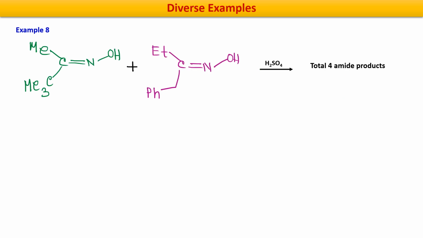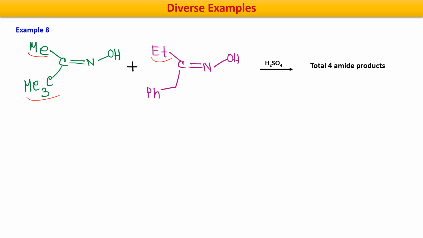Next example. Here also you can see two different types of starting material taken together, and they are completely different molecules. Both are oximes, that is fine, and the groups are different. Here we have methyl and tertiary butyl, and here we have ethyl and benzyl. In presence of H2SO4, it is written total 4 amide products. So the question can be constructed in such a way that this starting material mixture is given with H2SO4, and it is asked how many products will be generated, with different options. Your answer should be 4.